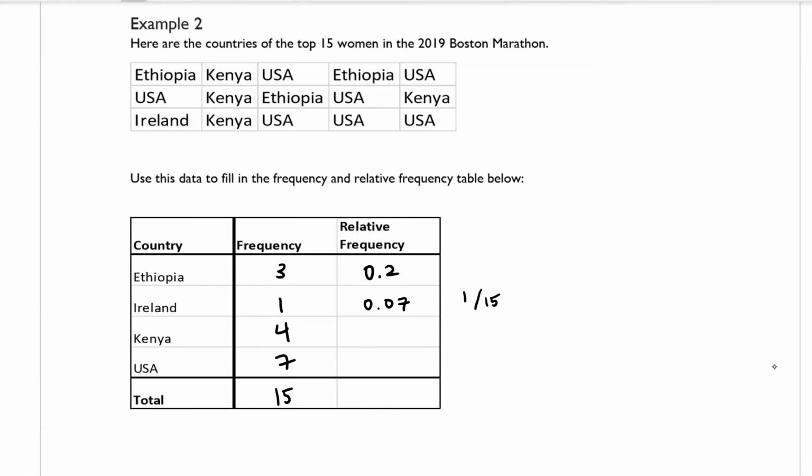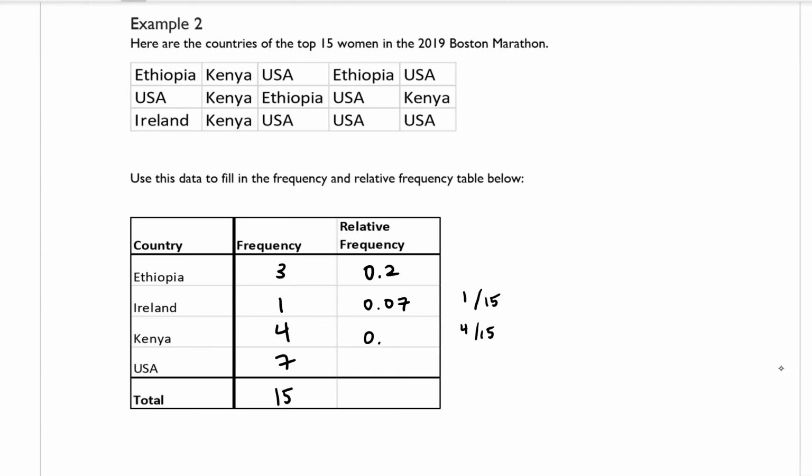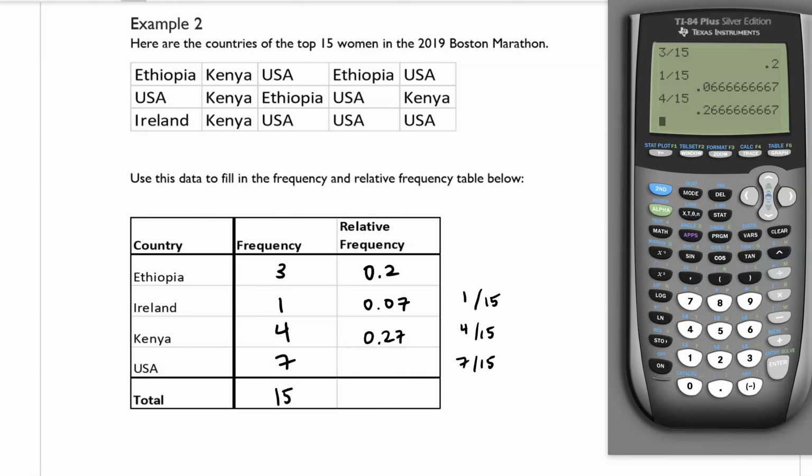And now we want to do Kenya. Kenya is 4 over 15. And that's going to be 0.27. And then USA is 7 out of 15. And that's going to be 0.47.